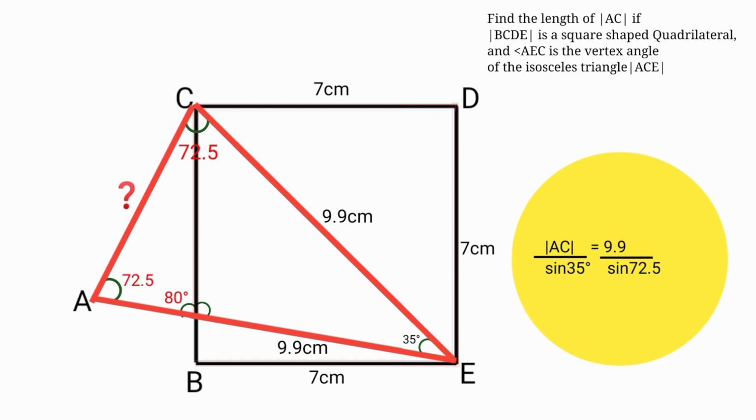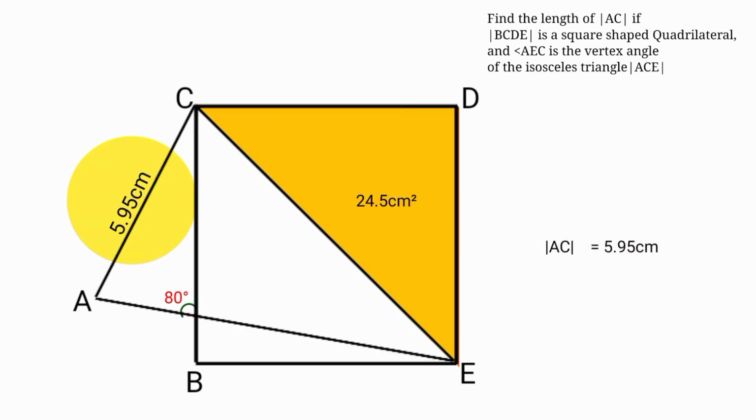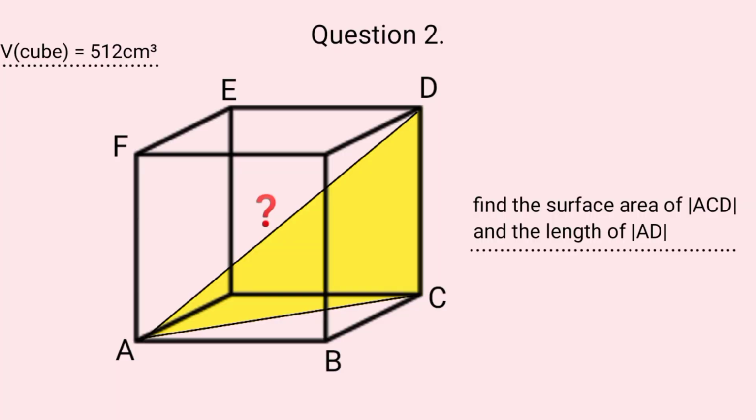Making line AC the subject, line AC equal to 9.9 over sine 72.5 times sine 35 degrees, which if you press your calculator equal to 5.954, approximately equal to 5.95. So line AC equal to 5.95 centimeters squared approximately.